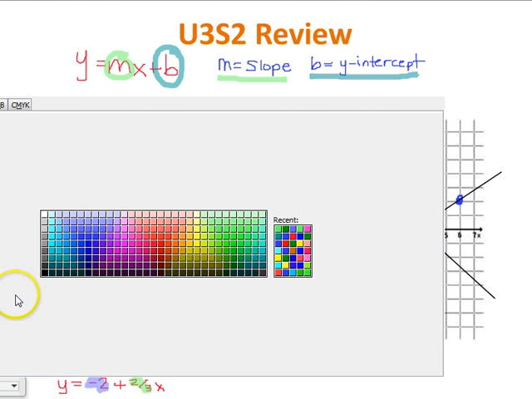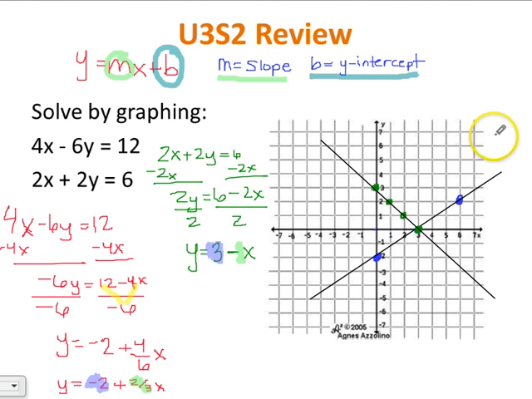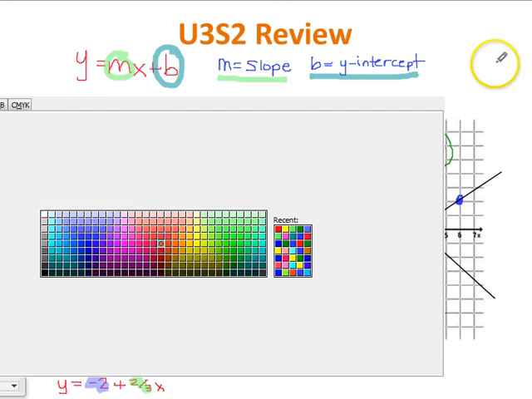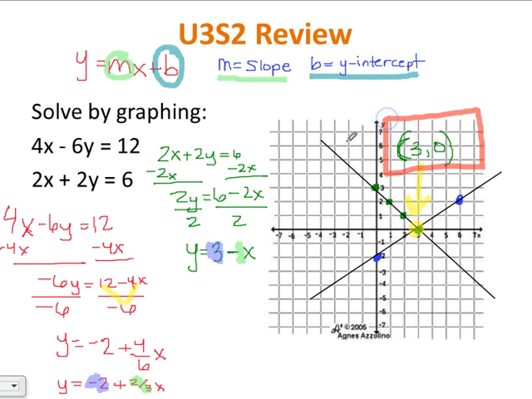Let's go ahead and highlight that point. We'll do that in yellow. That is where our two lines are intersecting. What are the coordinates there? The coordinates are going to be 1, 2, 3, so (3, 0). So that is also the solution to our system of equations. It's going to be x equals 3 and y equals 0. That's the solution.